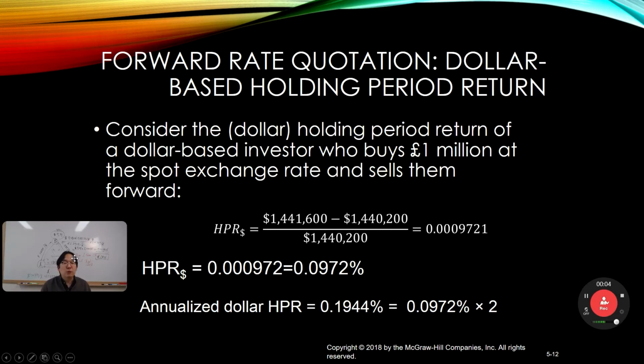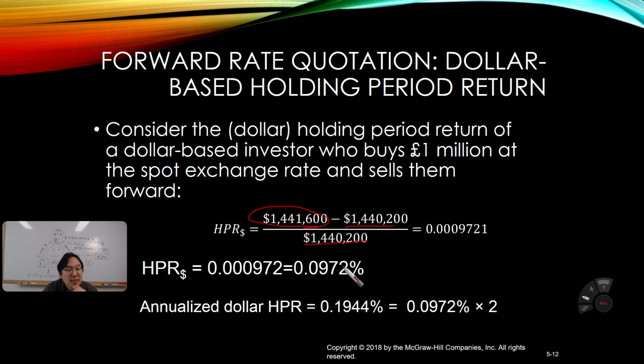Now, based on that forward rate information, you can compute the dollar-based holding period return, HPR, I say over here. Consider the dollar holding period return of a dollar-based investor who buys 1 million pounds at the spot exchange rate today and sells them forward, 6 months down the road. I make a contract that I'm going to sell those 1 million pounds. So what's going to be my expected holding period return associated with this forward contract? That is this guy. My forward contract price, I have to sell at this price, and today I purchased it. So right away I lock in this profit.